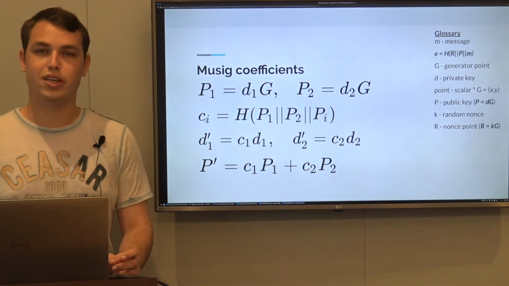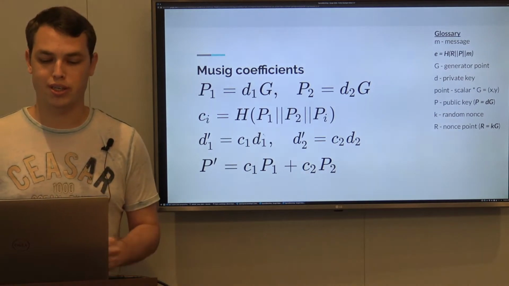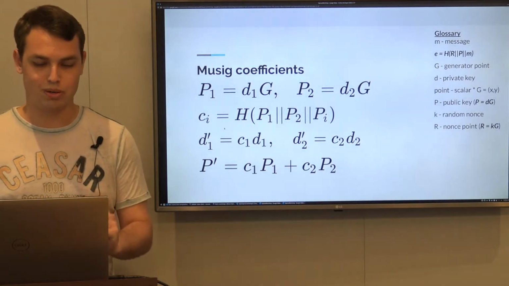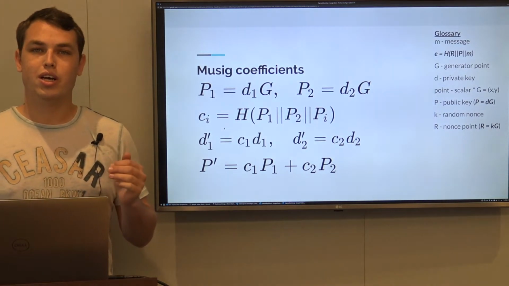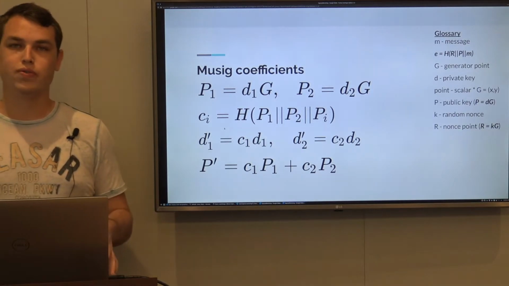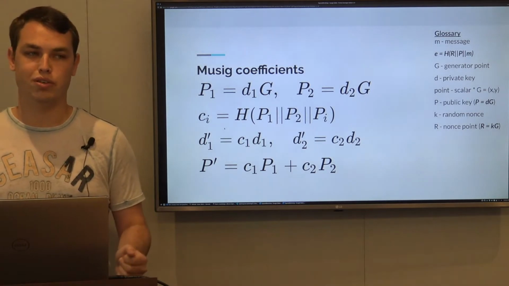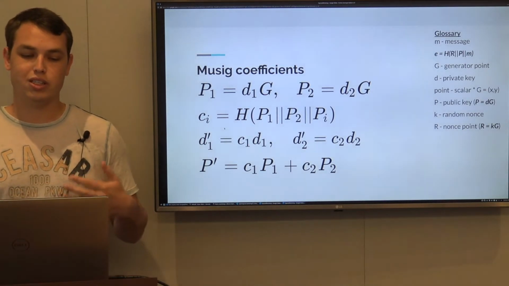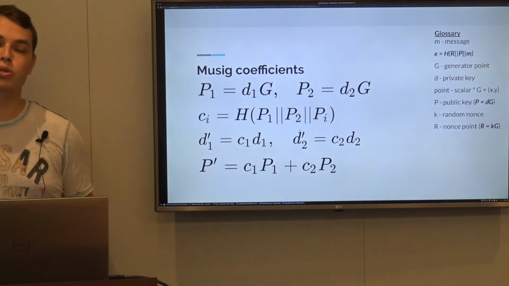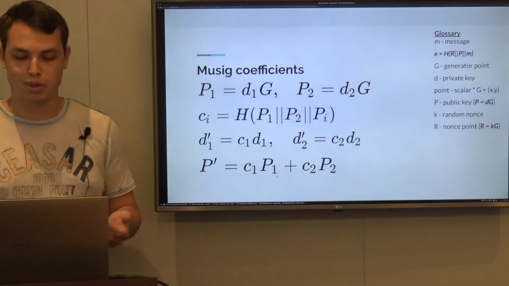And then we take this coefficient, and each party multiplies his private key by that coefficient. Okay, and they get D1 prime and D2 prime. Now, to create the combined public key, they can take each other's public key, multiply by the corresponding coefficient, and add them up. Because this coefficient is based only on public keys, they're all public. Everyone knows everyone's coefficient, and that way they can all locally compute the resulting public key.